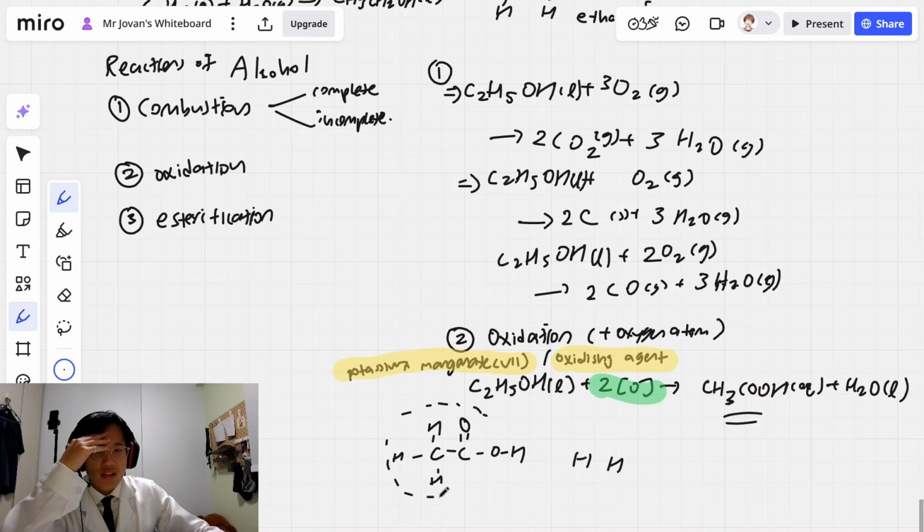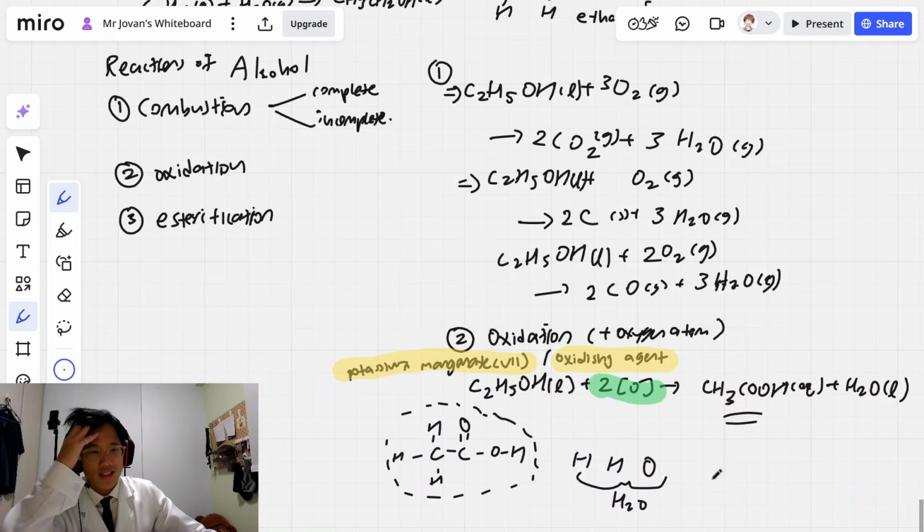It's called ethanoic acid since there are two carbons. I know that from this reaction I will get water. Therefore, I'll just add another O for the water. The first O goes here, the second O goes into the water. Just for this equation, it's balanced out very nicely like this.